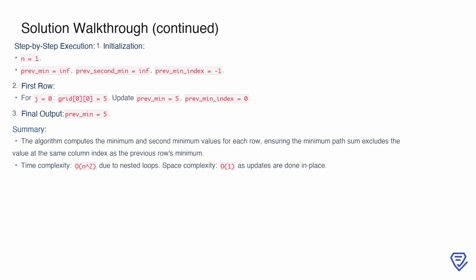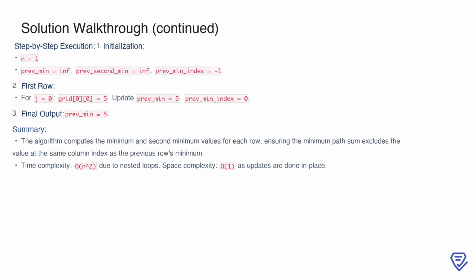In the case of a single element grid, there's only one row and one column to consider. We initialize the size of the grid as 1 and the tracking variables for the minimum and second minimum values as before. When processing the first and only row, the value at column 0 is 5, which means the minimum becomes 5 and prev_min_index is set to 0. Since there are no additional rows, the result is simply the minimum value, which is 5.